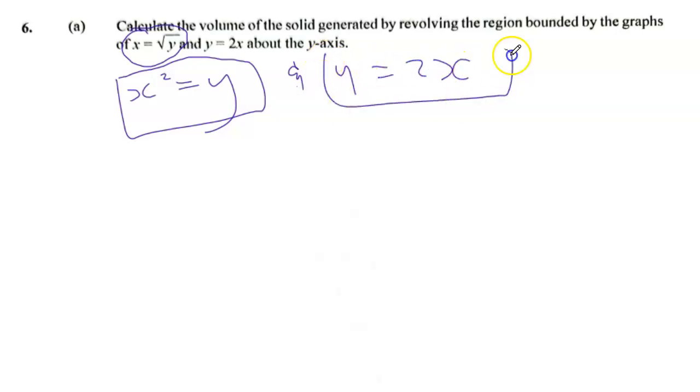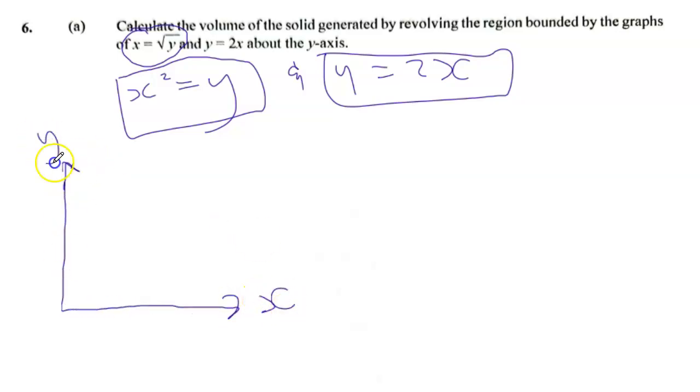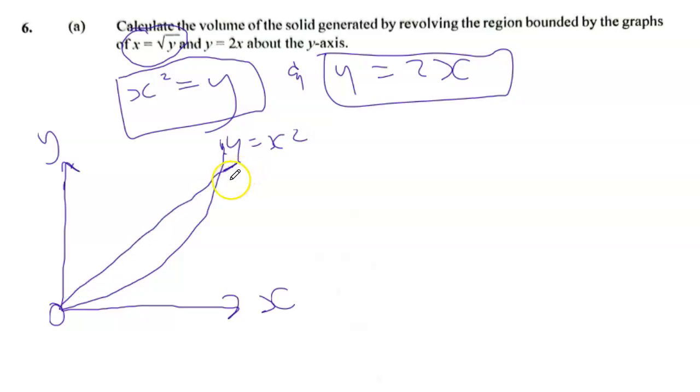Let me do a quick sketch of both of these graphs. Right, so we have our x-axis, we have our y-axis. So y equal x squared will look something like that. It's a graph of y equal x squared. And y equal to 2x is a straight line, which will look something like that. It's the graph of y equal to 2x. So the bounded region mentioned here, I imagine, is this region.